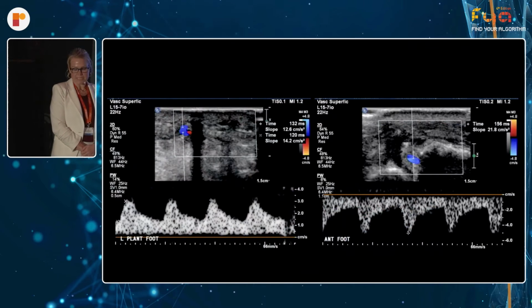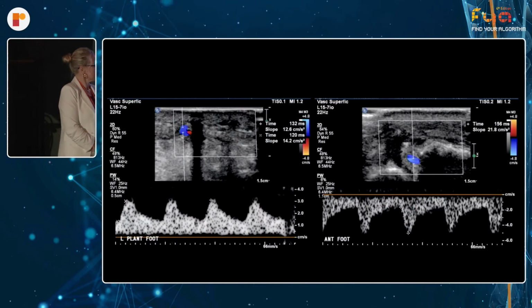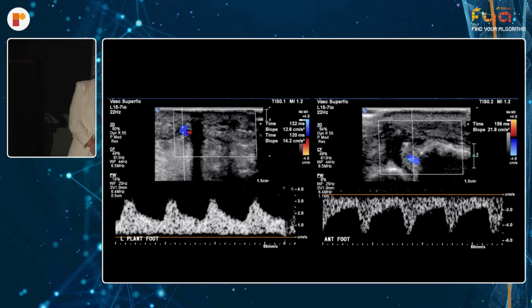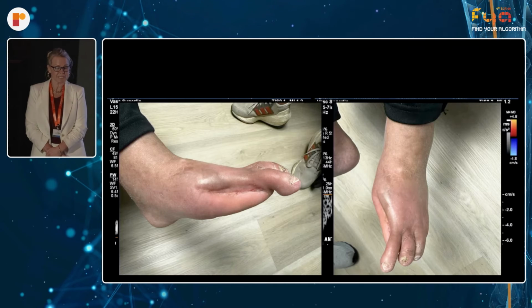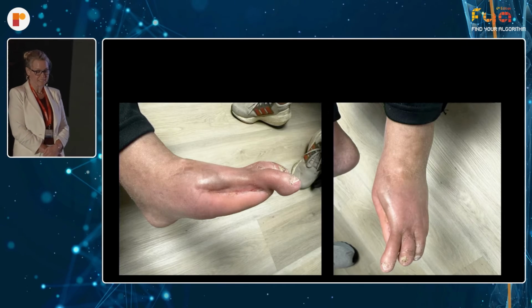Again, more examples of really nice acceleration time, and resistive index is very low in the setting of an occluded DVA, and this patient went on to heal quite nicely.